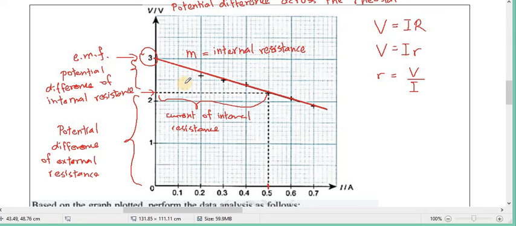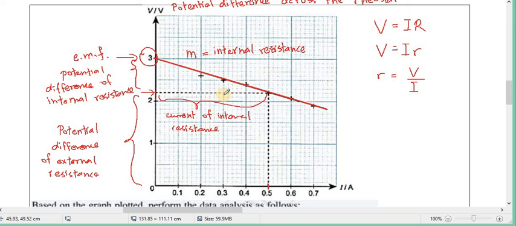But of course, you need to remember to put negative, because this gradient is a negative gradient, right? So when you want to calculate, make sure you remember to put the negative value first, then only you put in the V over I. Okay, understand? Because resistance cannot be a negative value. Anyway, the gradient of the graph is equal to the internal resistance.